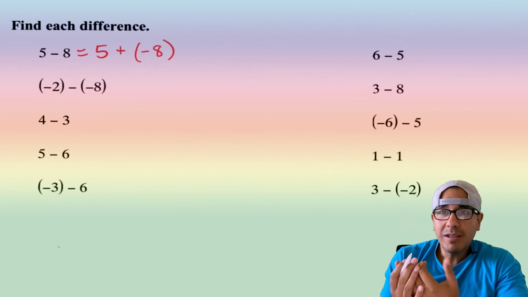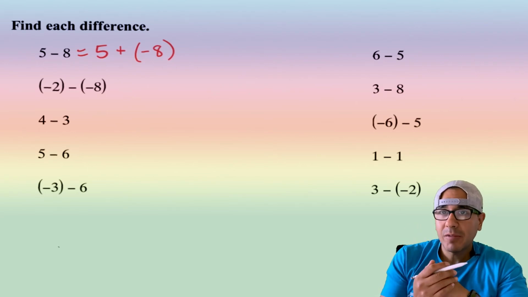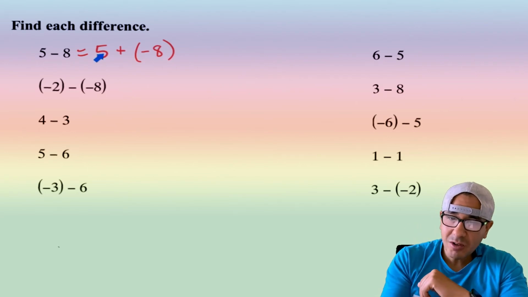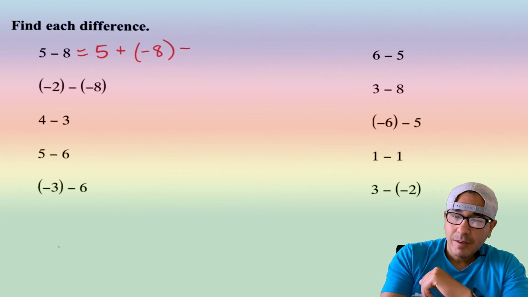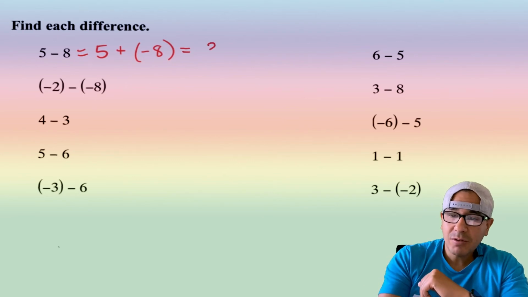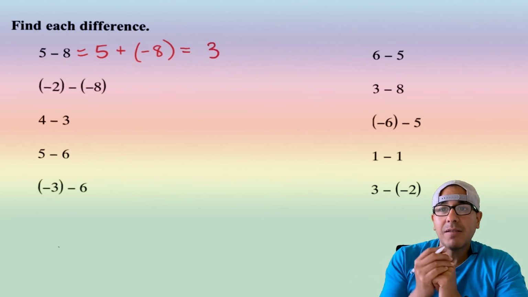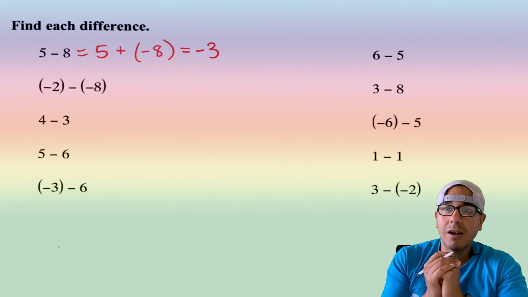And the reason we did this is now look, now we're adding two numbers. You already know how to add two integers. So here, these have opposite signs. So all we do is subtract 8 minus 5. 8 minus 5 is 3, and we keep the sign of the bigger number, right? So it's negative because the 8 was larger.